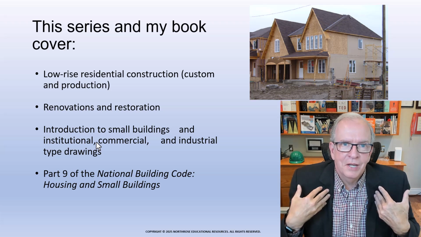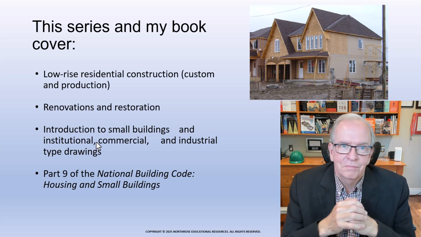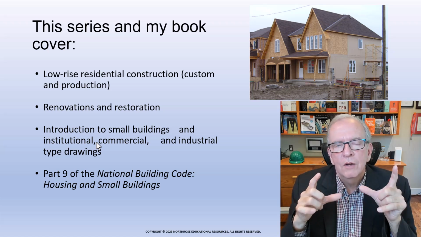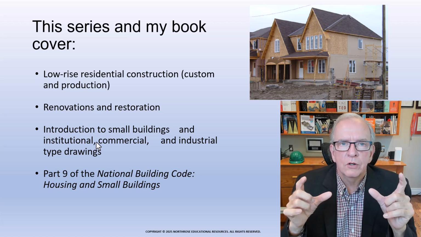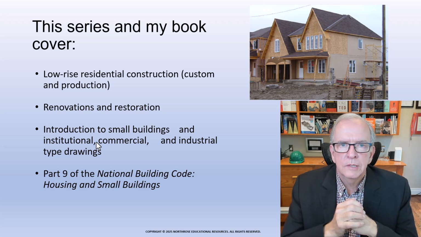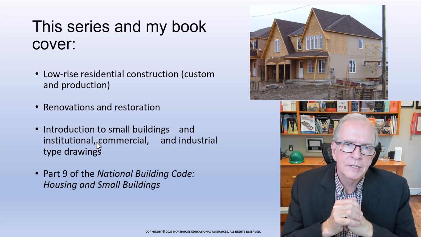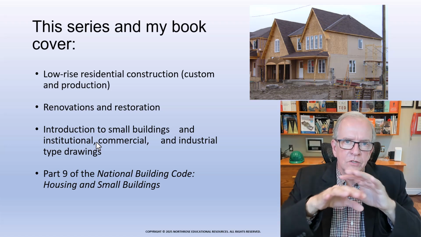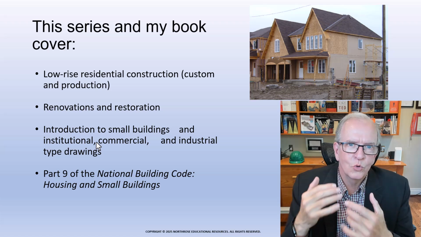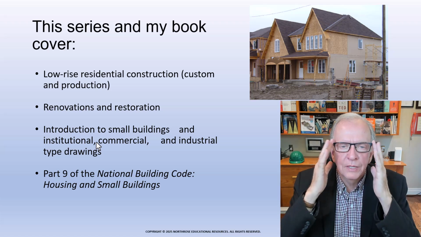We have Part 9 in Ontario. Basically, it's housing and small buildings. And that Part 9 refers to houses that are 3 stories or less, and are 600 square meters or less, and not for assembly purposes. So it's kind of contained in a certain area. Not for assembly purposes means you're not making it a school or a daycare center or something like that.